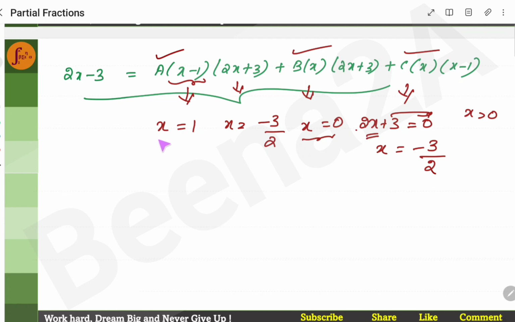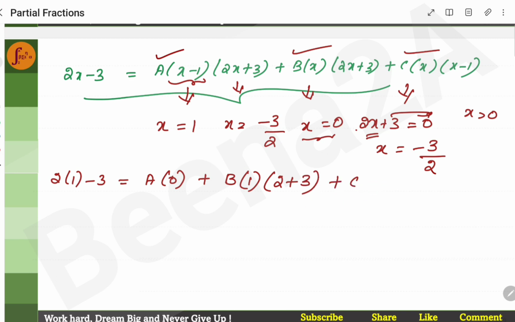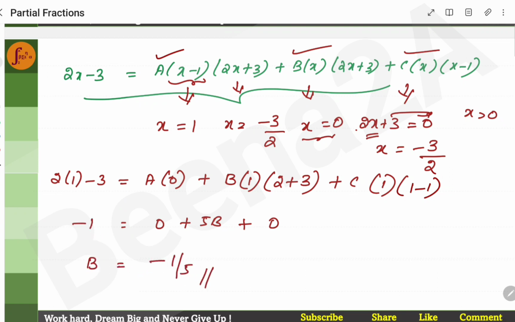Now I'll substitute x is equal to 1. So I'll get 2 into 1 minus 3 is equal to, when I put 1 here, it will be 1 minus 1 and it will become 0. Here I'll put b into x as 1, 2 into x plus 3, and c, x is 1 and 1 minus 1. So this will become 0, 5b, and this will become 0.